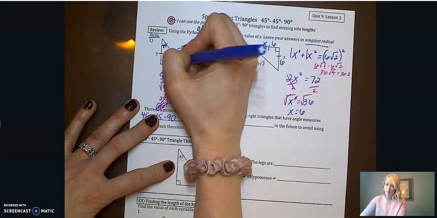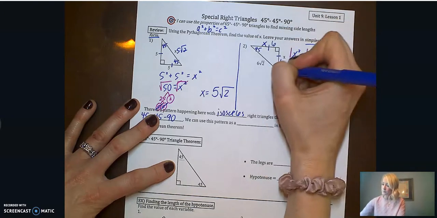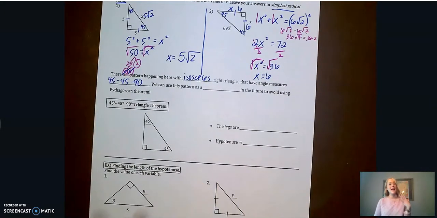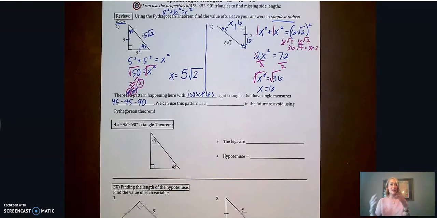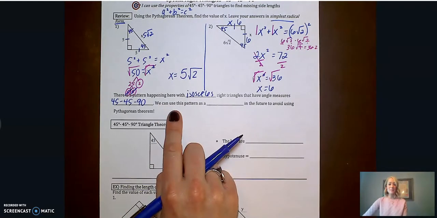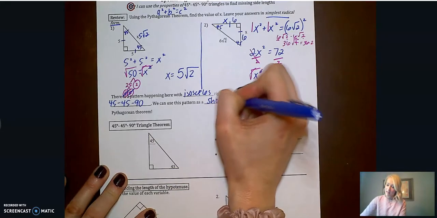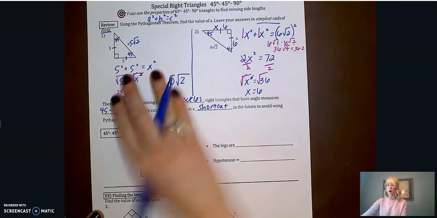Not necessary to stick in the 45s right there, but we will. Okay, so anytime you have a triangle that's isosceles and right, it's a 45, 45, 90 degree triangle. There's a pattern that's happening, and we can use this pattern that I'm about to show you as a shortcut to doing all of this work.